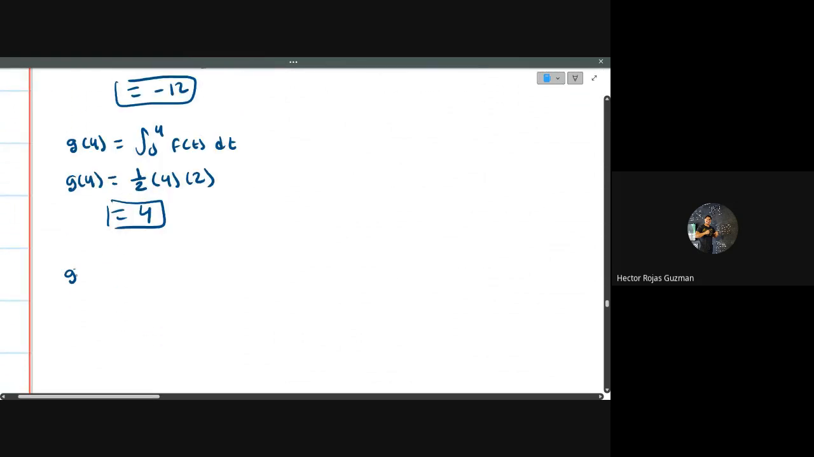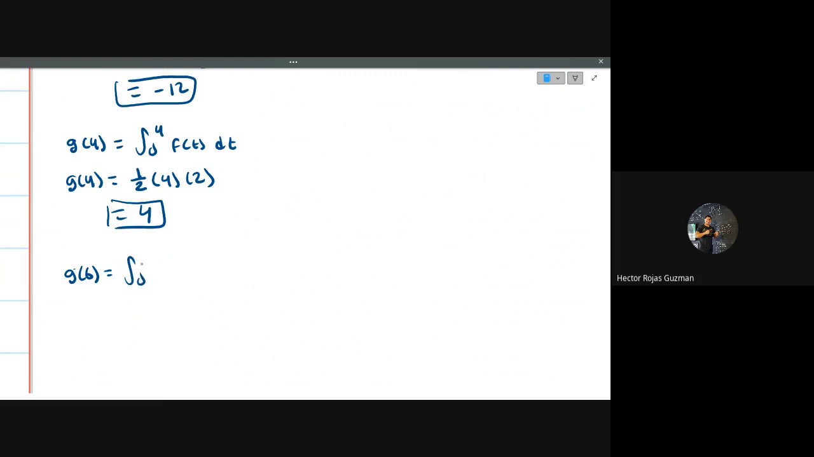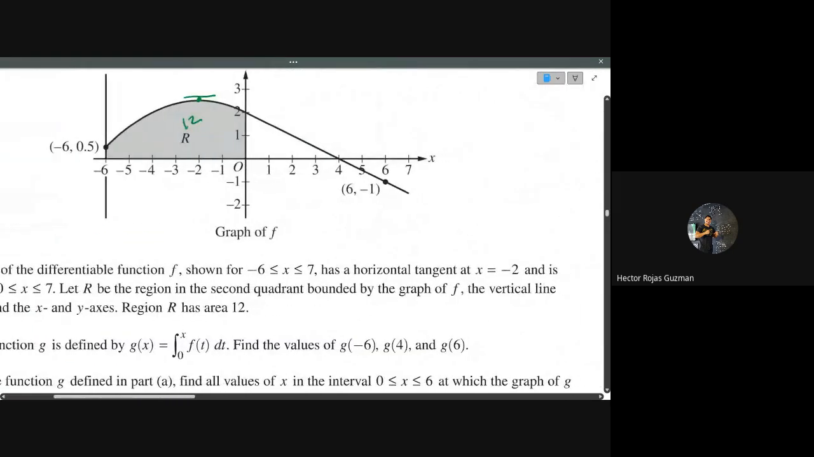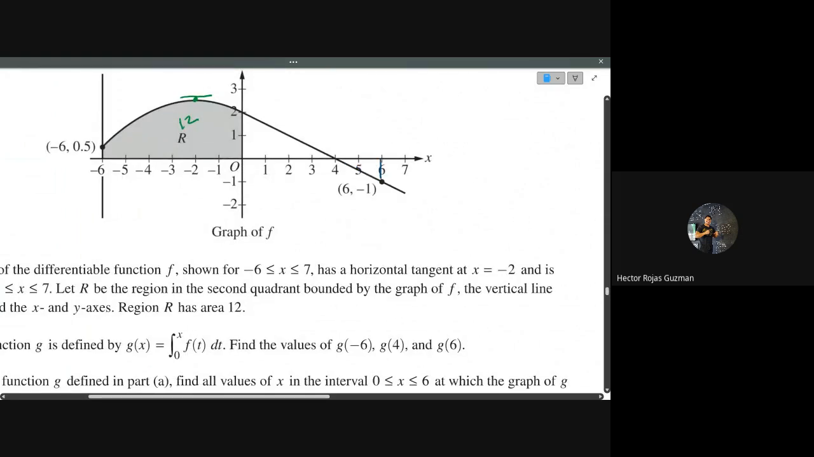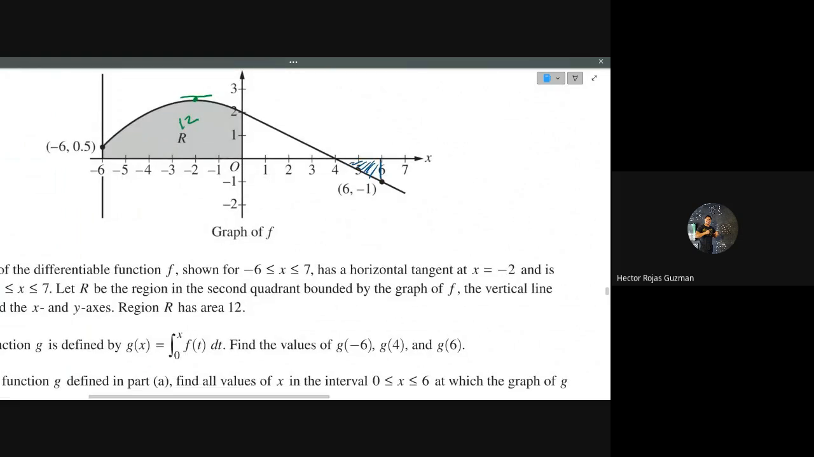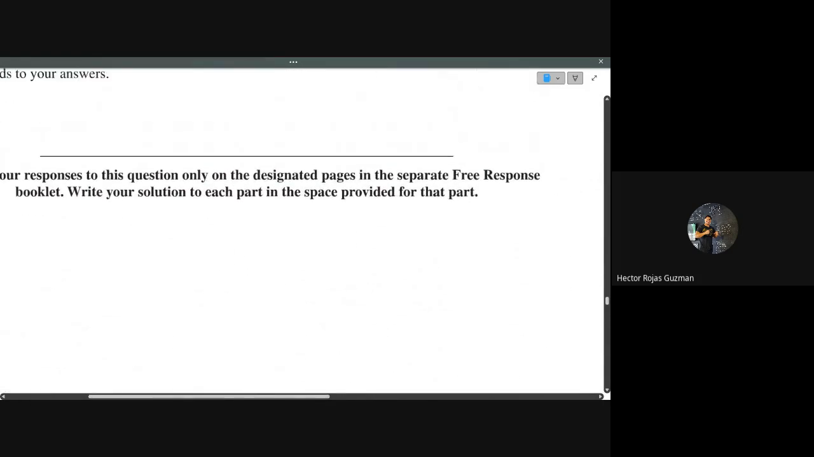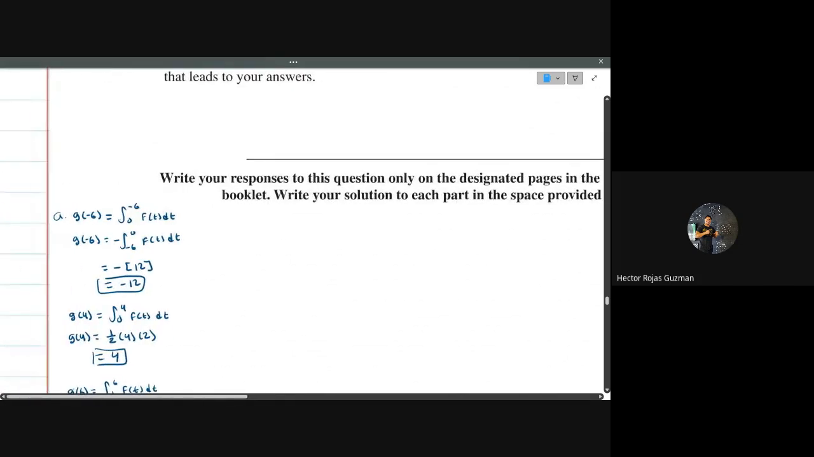And then finally, we're going to find g of 6. Now, the integral from 0 to 6 uses the same triangle from the previous function, g of 4. And then we're also going to have to use a second triangle, this additional area. Because that triangle is below the x-axis, make sure that you say that the area is negative.